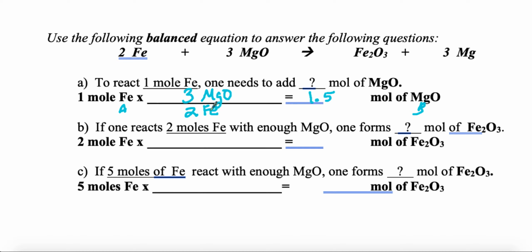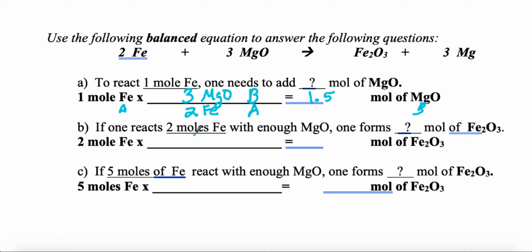The substance we are always trying to convert to should be on the top of our ratio. This is our want, basically the substance that we want to know about. On the bottom is the substance that we have, that we're starting with. You can see here it's our B over A.